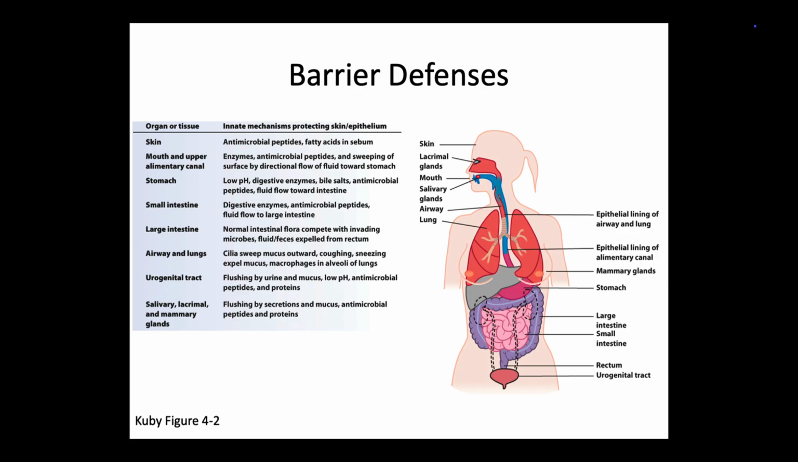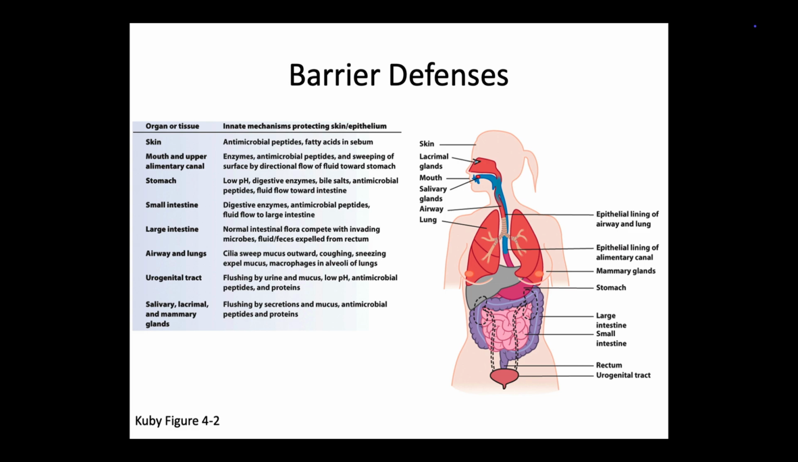So the biggest barrier organ that we have, of course, is our skin. Many people don't think of the skin as an immune organ, but it is actually keeping microbes out. And if you were to go to the hospital and see burn patients, the thing that burn patients usually have problems with is infections, because they have lost the barrier keeping microbes out.